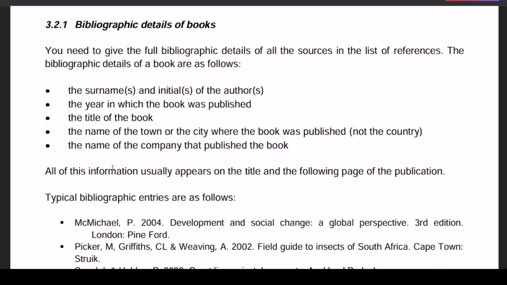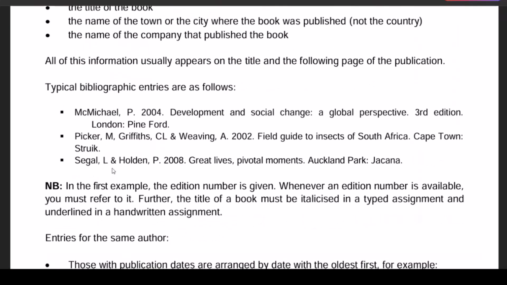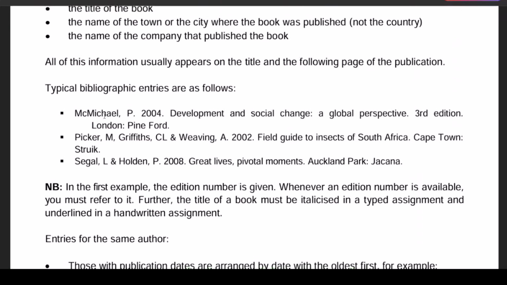So in the reference list, ne? The way you need to reference, here it is. You see they started with M, P, and S. This is in alphabetical order, ne? So this is how you should reference. That's the example there. So the surname of the author is McMichael. Their initial is P. This was written in 2004.